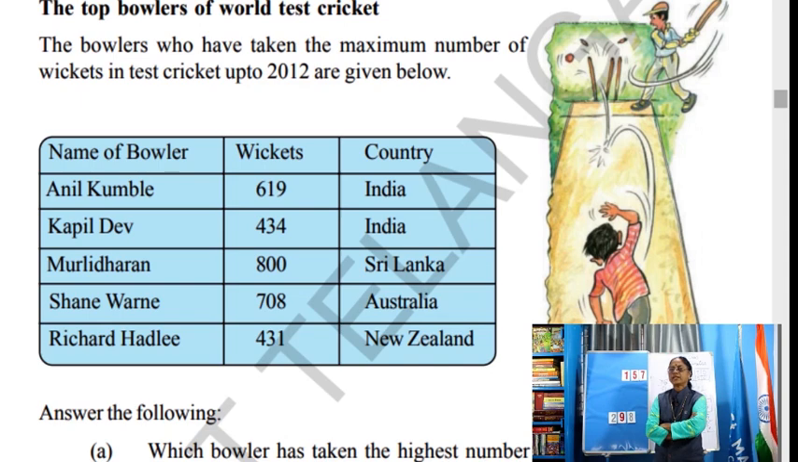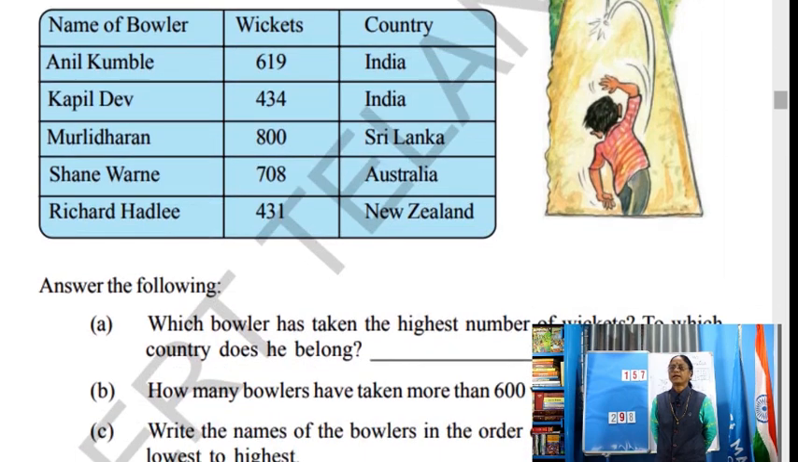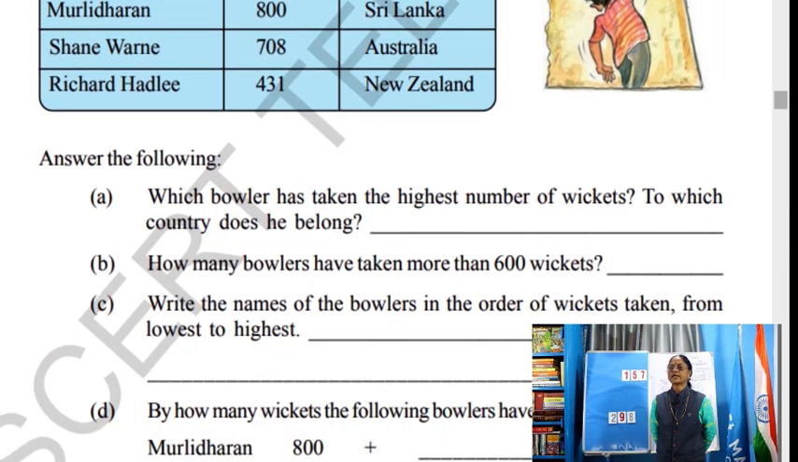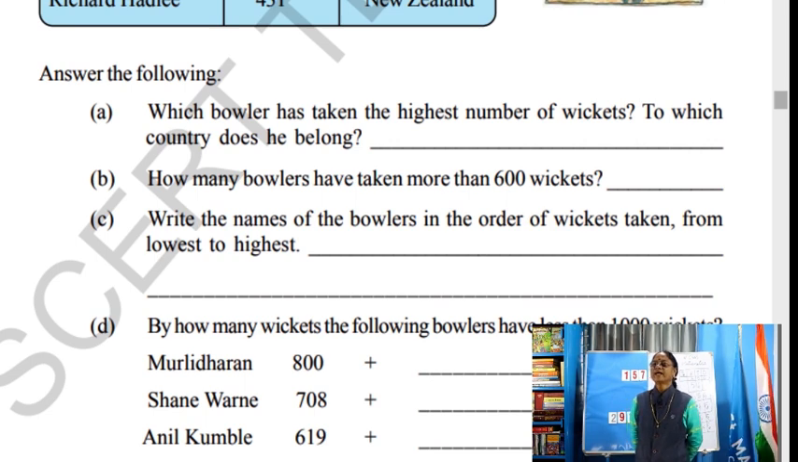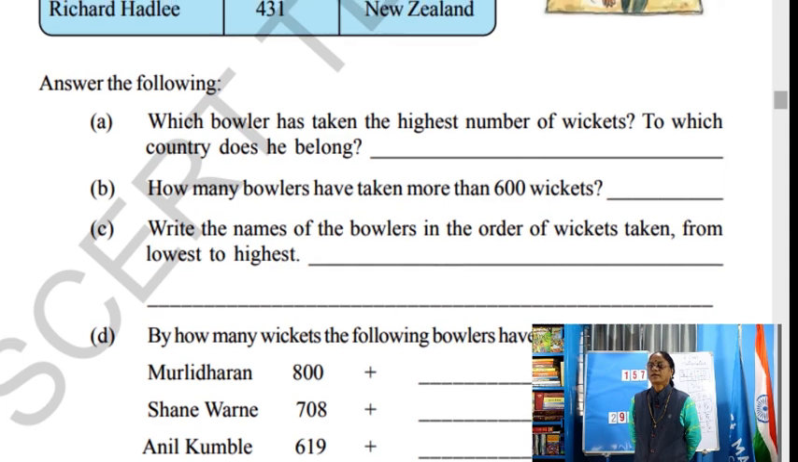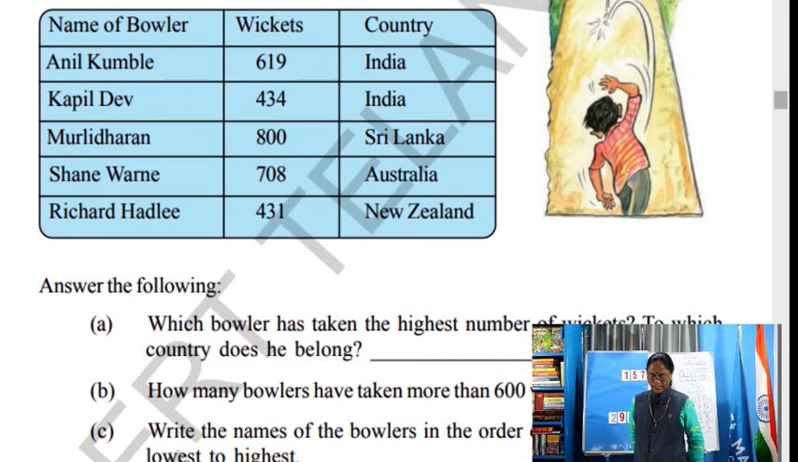So, now tell me, there are some questions here. He belongs to New Zealand, it seems, right? We will go to the question. Shall we go to the questions? You see there, answer the following. By seeing that, you need to answer. Which bowler has taken the highest number of wickets? Tell me the name and which country he belongs. Can you tell me? Come on. You know the answer. Muralidharan.